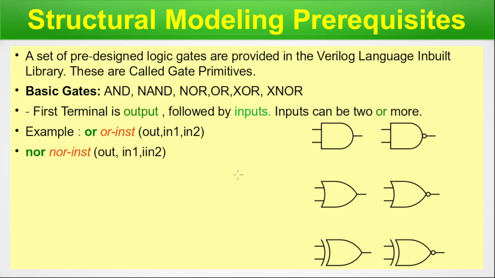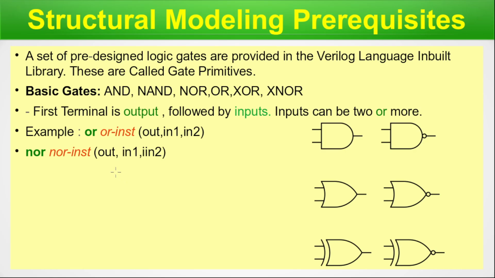Next comes the NOR. This one is NOR. Here you can see it is green because this is a reserved keyword. This is green, this is green. So these two are reserved keywords. You cannot use them for your own definition. These are predefined, so they are coming as green.